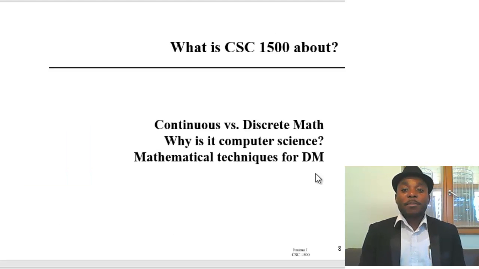So this class is basically about discrete mathematics. Why is it computer science? These are the things you're going to learn through the course of the class, and we'll focus more on the mathematical techniques for discrete mathematics.